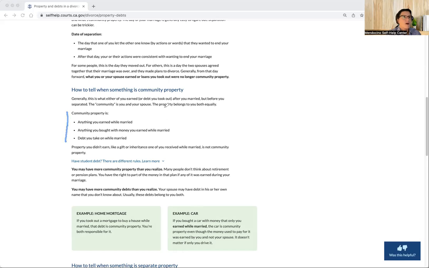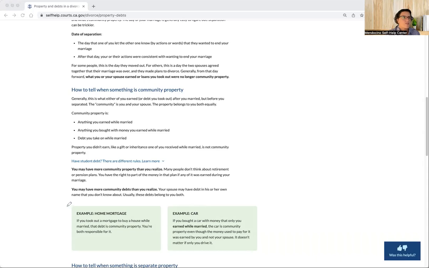Community property belongs to both of you, both spouses, equally, regardless of who earned it or who incurred the debt. So for example, if one of you worked and one of you stayed at home with the children, the income of the one who worked belongs equally to both of you. Another example, if one of you bought a car with money from your job and you're the only one who drives the car and it's only in your name, that car belongs to both of you equally.